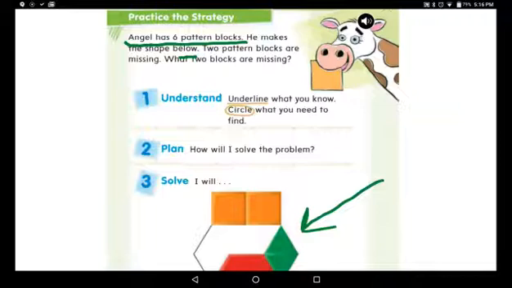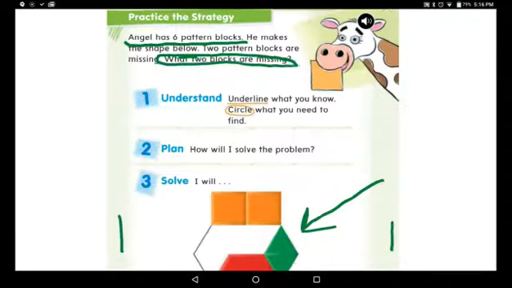Okay. 2 pattern blocks are missing. I need to find 2 missing blocks. Okay? What 2 blocks are missing? So that's what we missed together. The 2 blocks. I missed 2 blocks. So I'm done with the first step. I did understand the word problem.